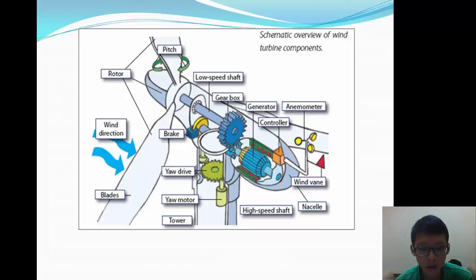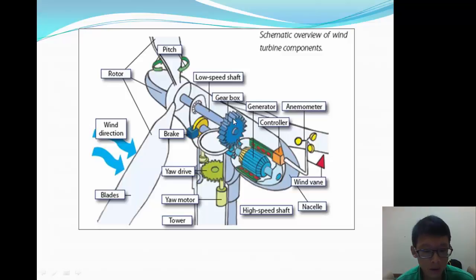The brake system is to reduce the rotation of the blade when the wind speed exceeds the cutoff speed for the wind turbine. Let's look at the yawing system. The yawing system consists of a yaw drive and yaw motors. This yaw system is to align the nacelle, the whole wind turbine, to the wind direction, so the blades can rotate with the wind direction.